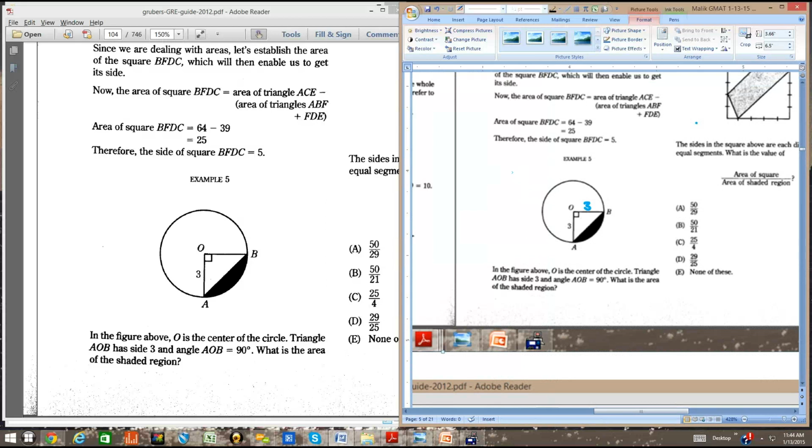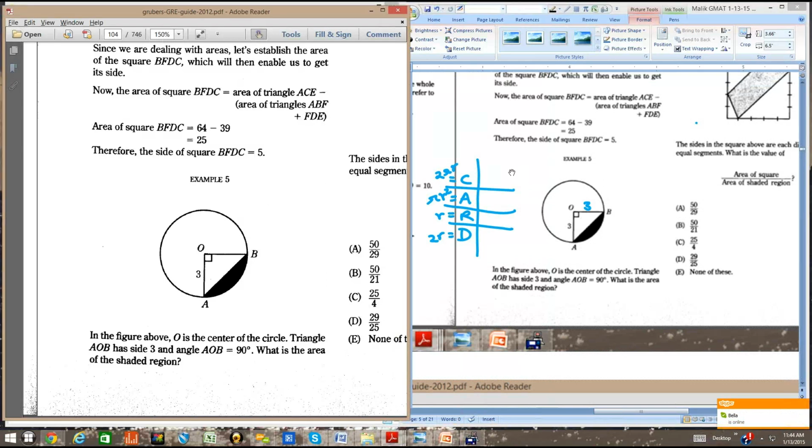Whenever you see a circle, write down CARD: circumference, area, radius, diameter. The 4 important things about a circle, right? The formula for circumference is 2 pi r. You have to have it memorized. The area is pi r squared. Radius is r. Diameter is 2r. Get it? So now, you have to memorize this. Very important.